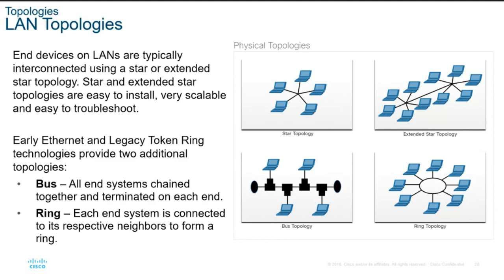Those are the topologies. The early Ethernet and legacy token ring technologies provide two additional topologies, which are legacy. We have the bus topology and ring topology. For the bus, this is what it looks like: all end systems are chained together and terminated on each end. For the ring, each end device is connected to its respective neighbors to form a ring topology.